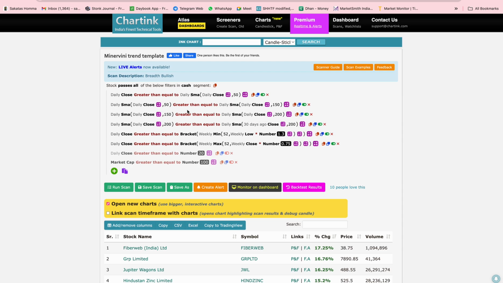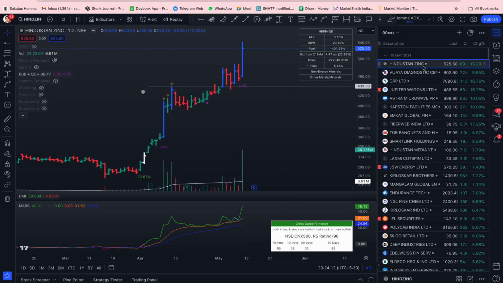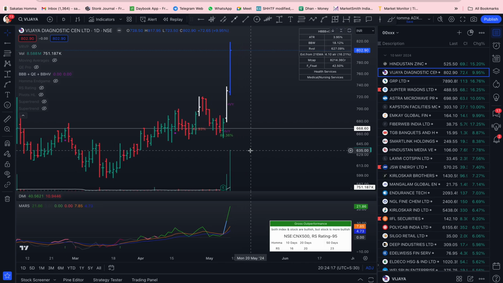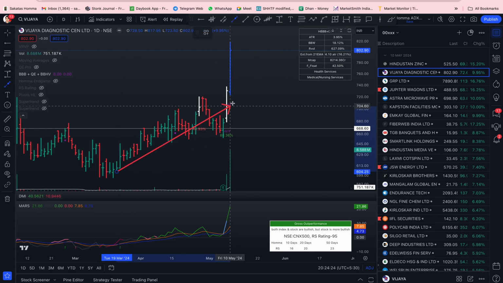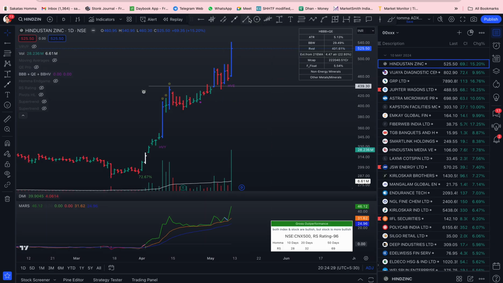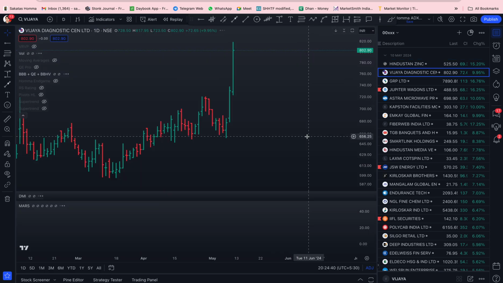So basically, moving averages give you a trend, so it will give you directionality, right? For example, Vijaya Diagnostic and Hindustan Zinc both are trending stocks. But what is momentum? Momentum is like the slope of the trend, right? Vijaya Diagnostic clearly has a slope which is lesser than that of Hindustan Zinc. So that means Hindustan Zinc is climbing faster. You see the slope, it is steeper. So clearly the momentum is basically the slope of the trend, which is the rate of change.